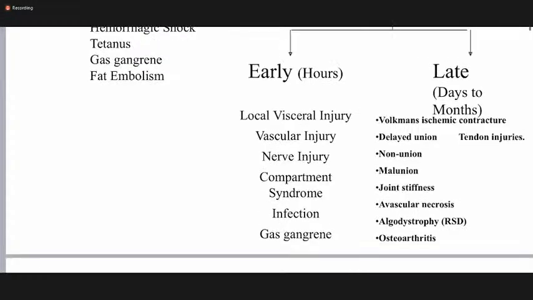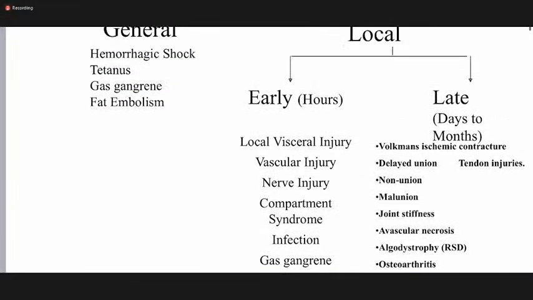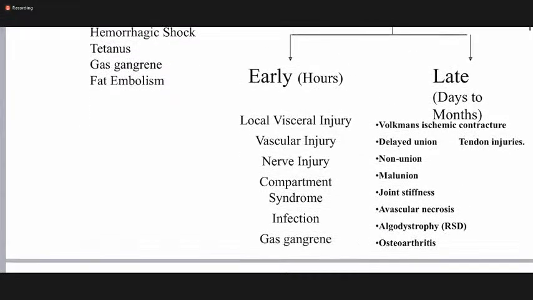As I said, they are divided into early and late. I will allow you to look at those tables and internalize. This is a very important table. We always ask about complications in all our exams, so make sure that you look at this table critically and understand it.